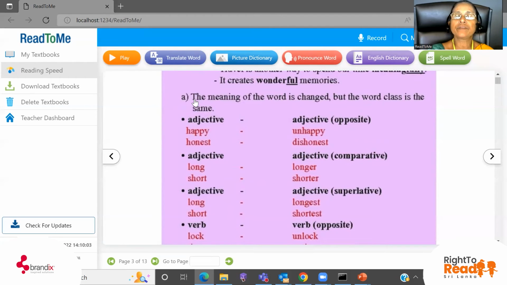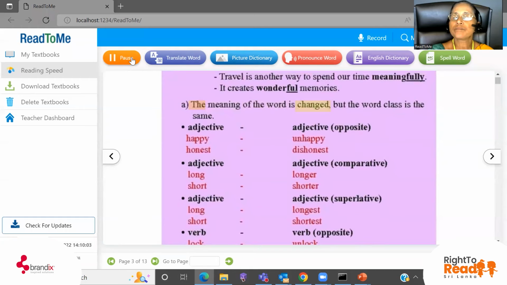Then we'll see what will happen when we add the affixes. The meaning of the word is changed, but the word class is the same. Now you can see these words. What are they? Happy, unhappy. Here, happy is an adjective. We are happy today. Then when we add un as a prefix, the word becomes unhappy.